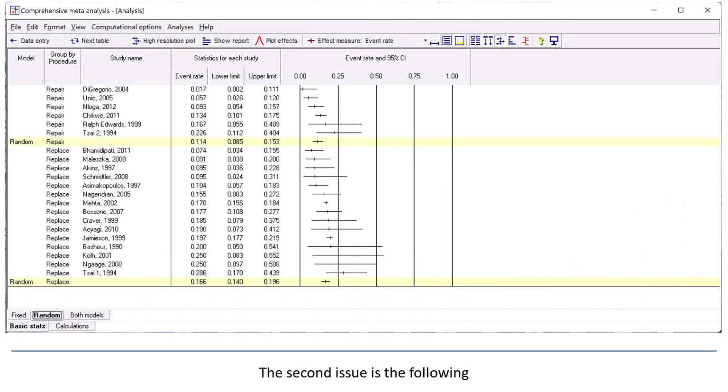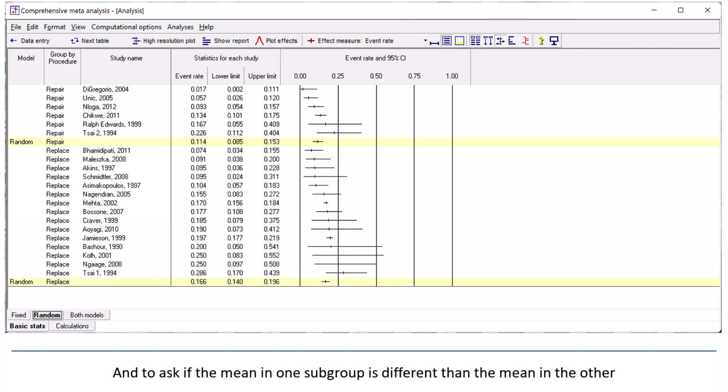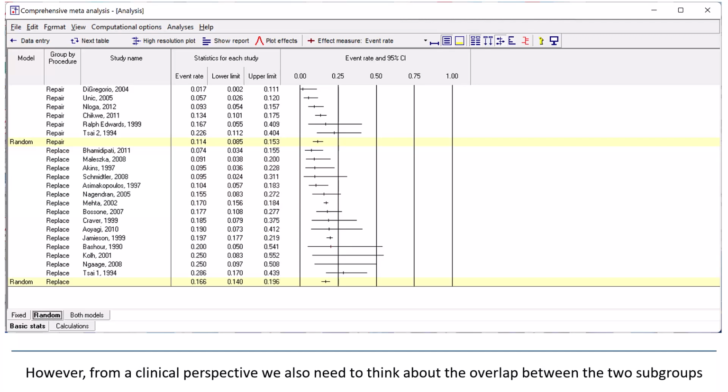The second issue is the following. When we compare subgroups, it's common to focus on the mean and to ask if the mean in one subgroup is different than the mean in the other. When we test for statistical significance, we're comparing the two means. However, from a clinical perspective, we also need to think about the overlap between the two subgroups.